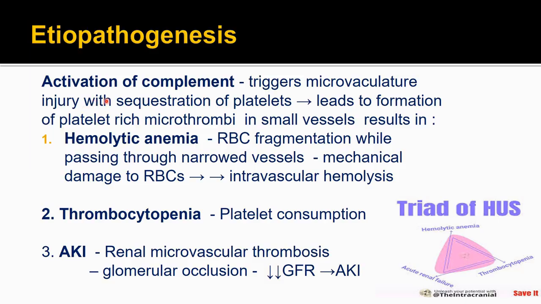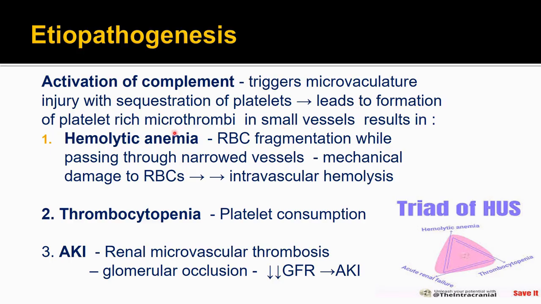So after activation of complement, it triggers the microvasculature injury with sequestration of platelets. So it leads to formation of platelet-rich microthrombi in small vessels, which results in the triad of the HUS. So number 1 in the triad is hemolytic anemia, where there is RBC fragmentation while passing through narrowed vessels. The vessels were narrowed because there was microthrombi formation which was platelet rich.